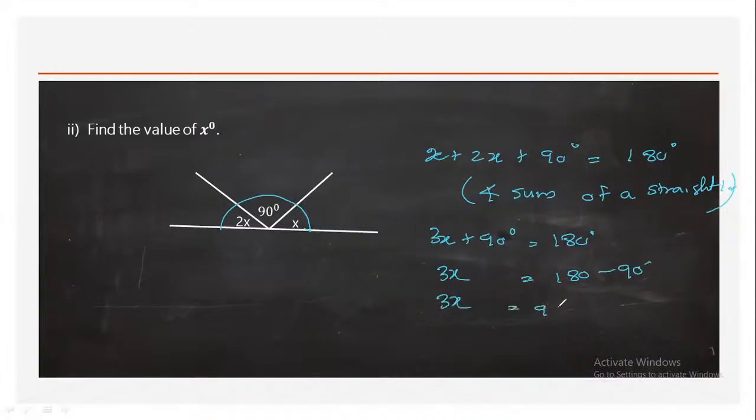3x equals 90. Divide this side by 3, this side also by 3. Cancel out over the line and below the line. 90 divided by 3, that is how much? 30. x equals 30.